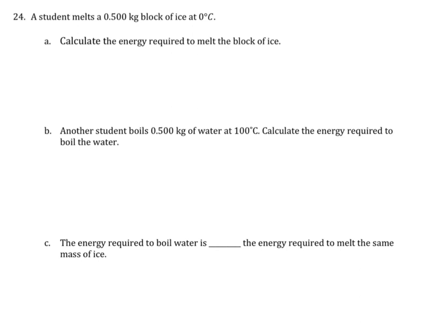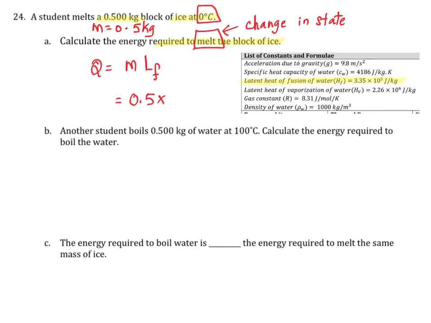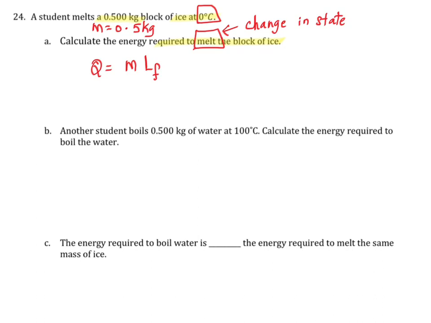A student melts a 0.5 kg block of ice at 0 degrees Celsius. So the mass is given as 0.5 kg, and it also says that the ice is at 0 degrees Celsius. Calculate the energy required to melt the block of ice. Melt means to change the state. And for changing state, let me go step by step, the formula is Q = mL_f, where m is the mass and L_f is the latent heat of fusion.